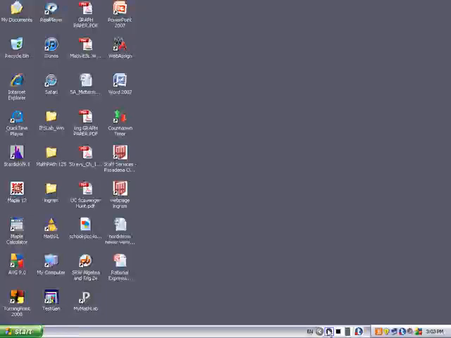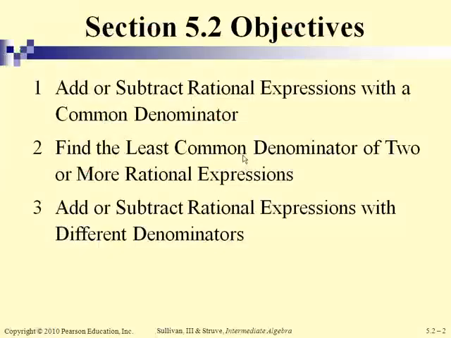To learn how to add and subtract rational expressions with a common denominator. And then we are going to find the least common denominator of 2 or more rational expressions. If they don't have the common denominator, you do need to find what? Least common denominator. Okay? And then the last, how do you add and subtract rational expressions with different denominators?